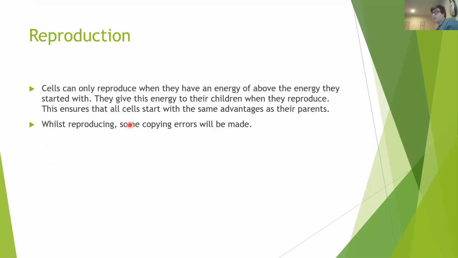Reproduction. Cells can only reproduce when they have an energy above the initial energy. So all cells start off with the same amount of energy, and that energy is donated from their parents when they reproduce. Therefore, you can't reproduce if you have less than that energy. And therefore, all cells begin with the same amount of energy.